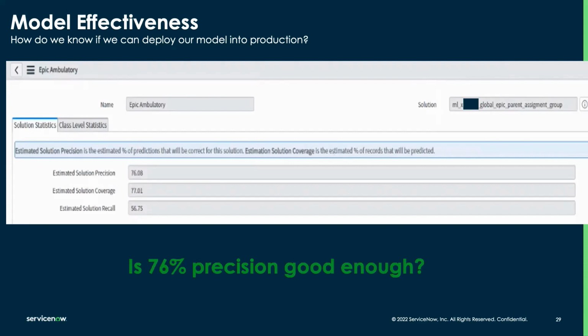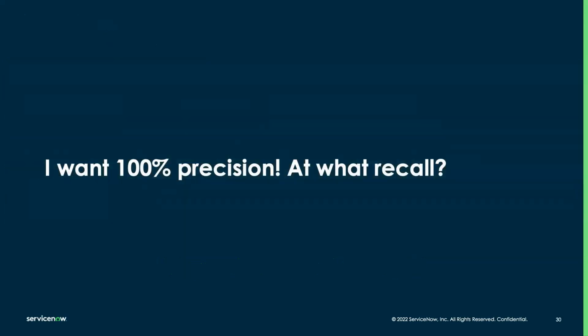So in order to figure out if 76% is good enough, you need to ask yourself, is it better than what we're doing today? And if it's not, then we would invest the time to find additional inputs and look for better training data to improve these precision, coverage, and recall capabilities. Now, I'll use this extreme example where someone may want 100% precision, but there's also a downside because precision will impact recall. You will see this when you see the stats on the model.